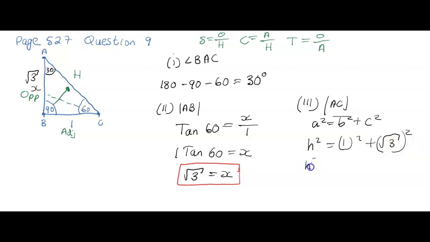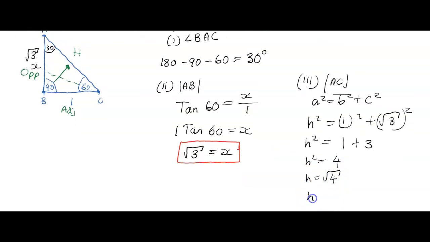Okay, so h squared then, 1 by 1 is just 1, plus root 3 multiplied by root 3. A root multiplied by itself is just 3. Okay, so root 3 multiplied by root 3, we're left with just 3. h squared then is equal to 3 plus 1, which is 4. h is equal to the square root of 4. And then h is equal to 2.